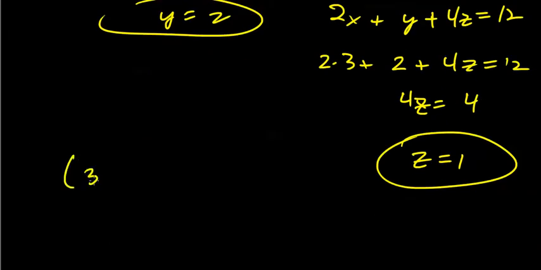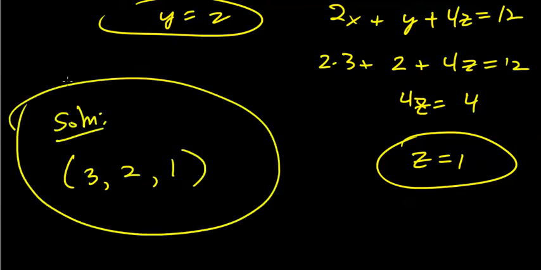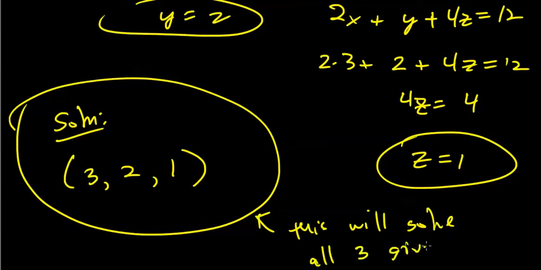And typically variables are given in alphabetical order in ordered pair notation. So my solution to this 3 by 3 system is x is 3, y is 2, and z is 1. This set of coordinates will solve all three equations simultaneously. This will solve all three of the given equations. I won't burn up the video time to actually check a solution. Okay?